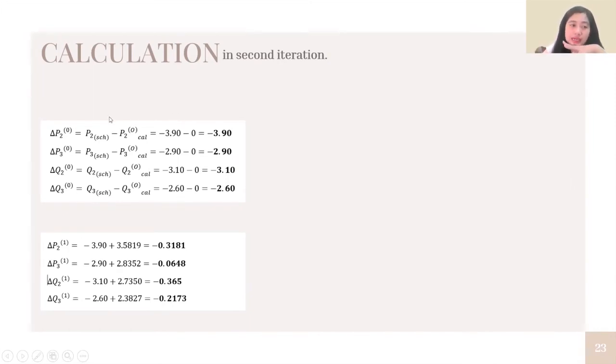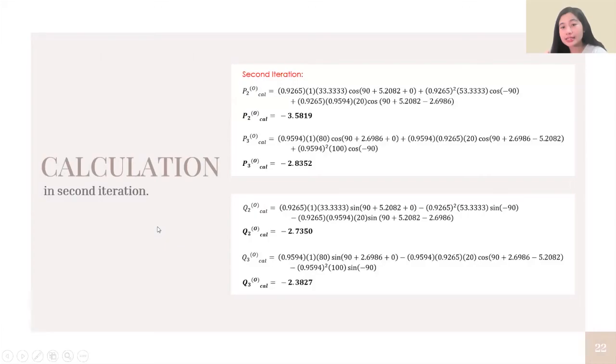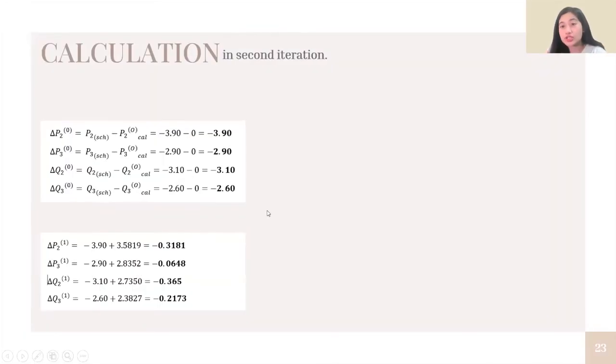Diba sabi natin ang SCH values natin is ito. So, substitute lang din natin siya sa second iteration. Then, lahat na nakuha natin kaninang calculated, ito yon. So, bakit po naka-plus na? Kasi lahat ng nakuha natin kanina is all in negative. And yung operation natin is negative. So, basically, it will just change to a plus sign or magiging addition lang siya. So, from that, calculating the answers, we have negative 0.3181, negative 0.0648, negative 0.365, and negative 0.2173 respectively for the change in P2, change in P3, change in Q2, and change in Q3.